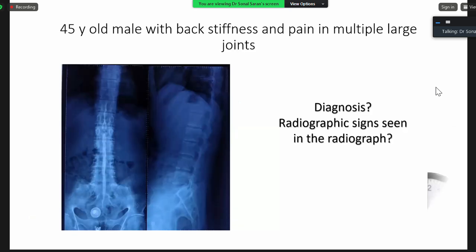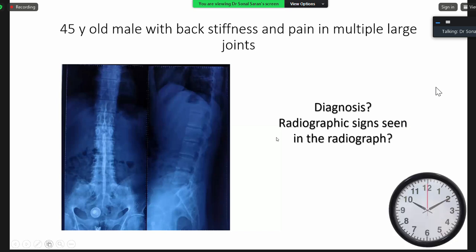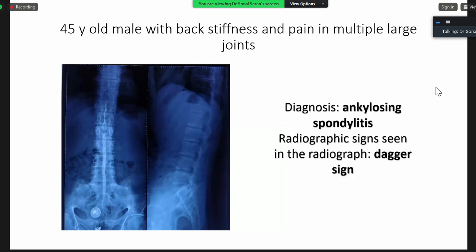A 45-year-old male with back stiffness and pain in multiple large joints. What is the diagnosis? And can you see any radiographic sign here? And what is that sign? Okay, right. So we are getting some answers here. So the answer is ankylosing spondylitis, and we can see a dagger sign.